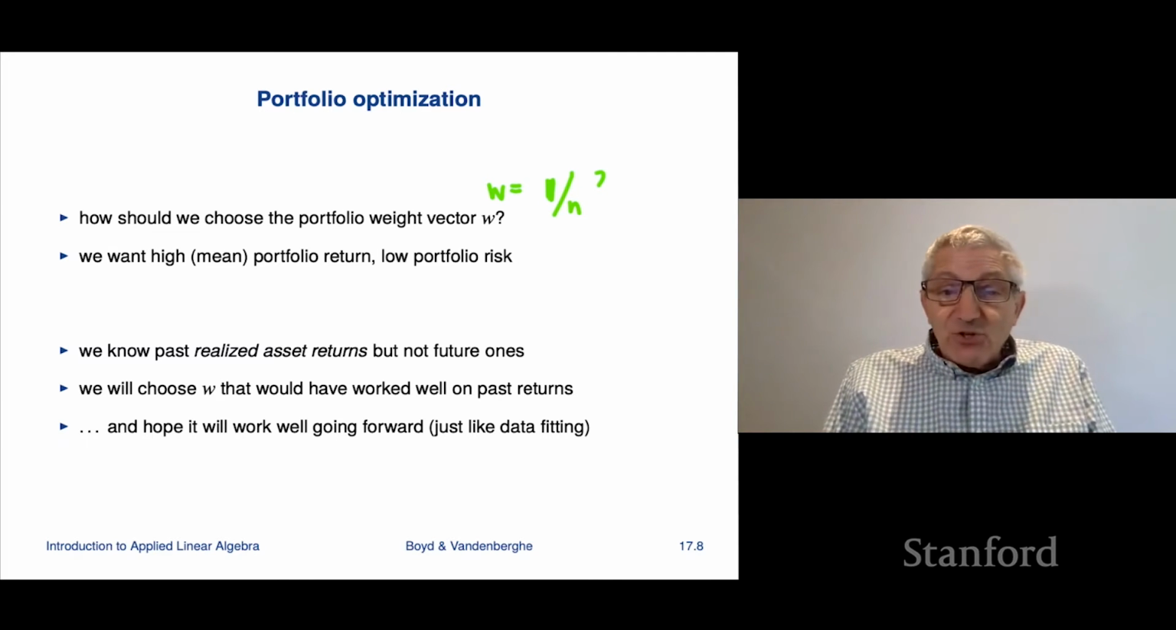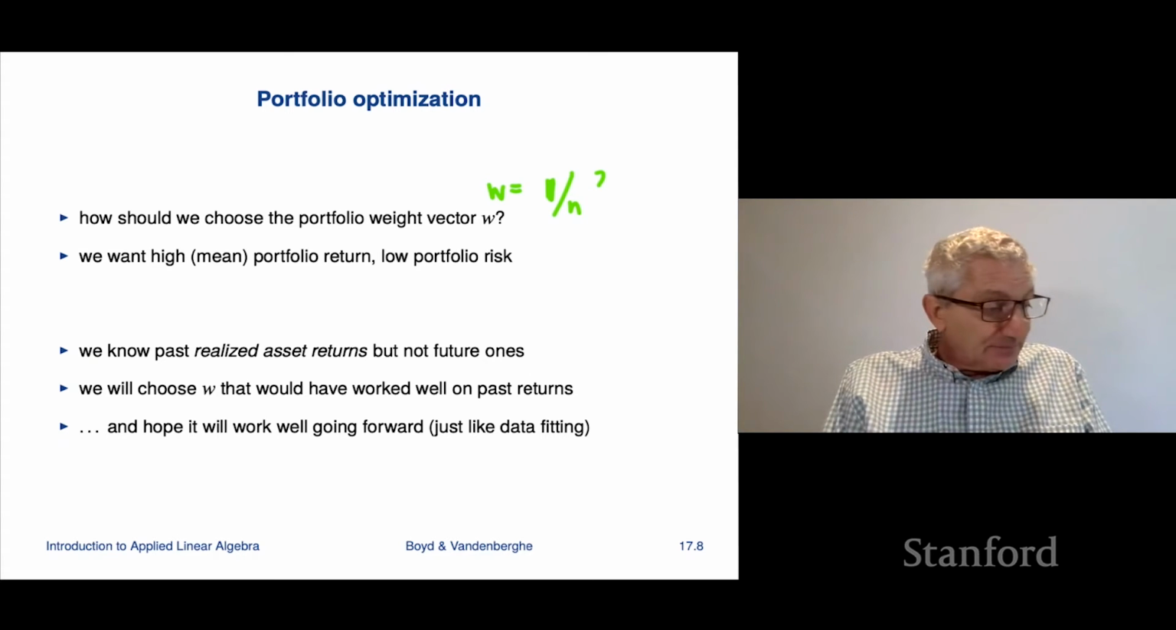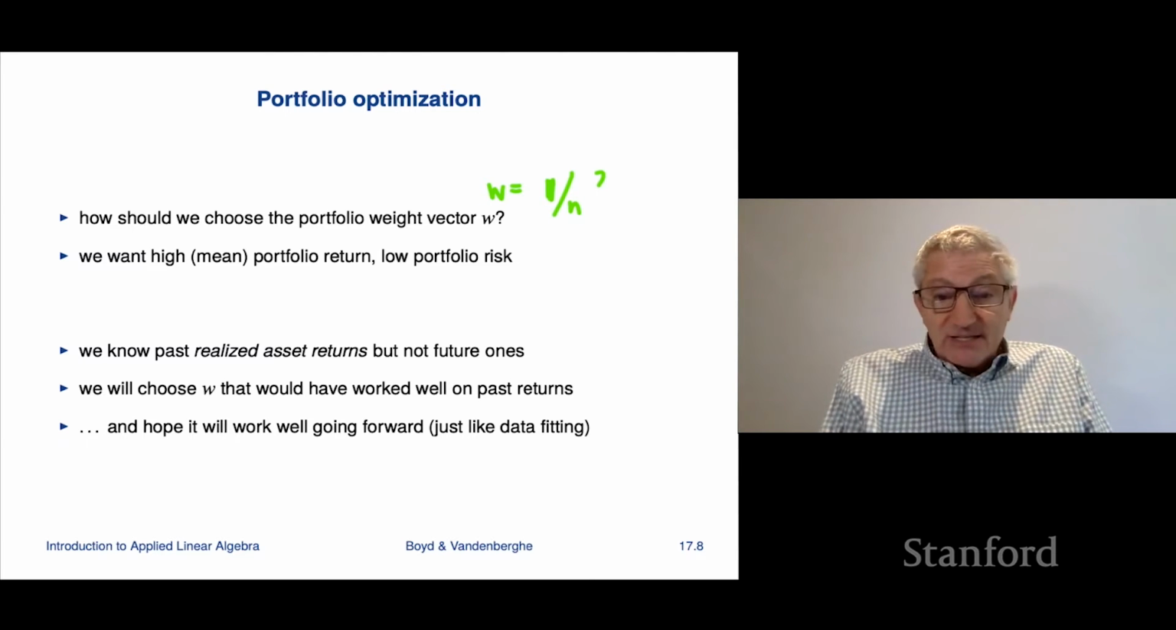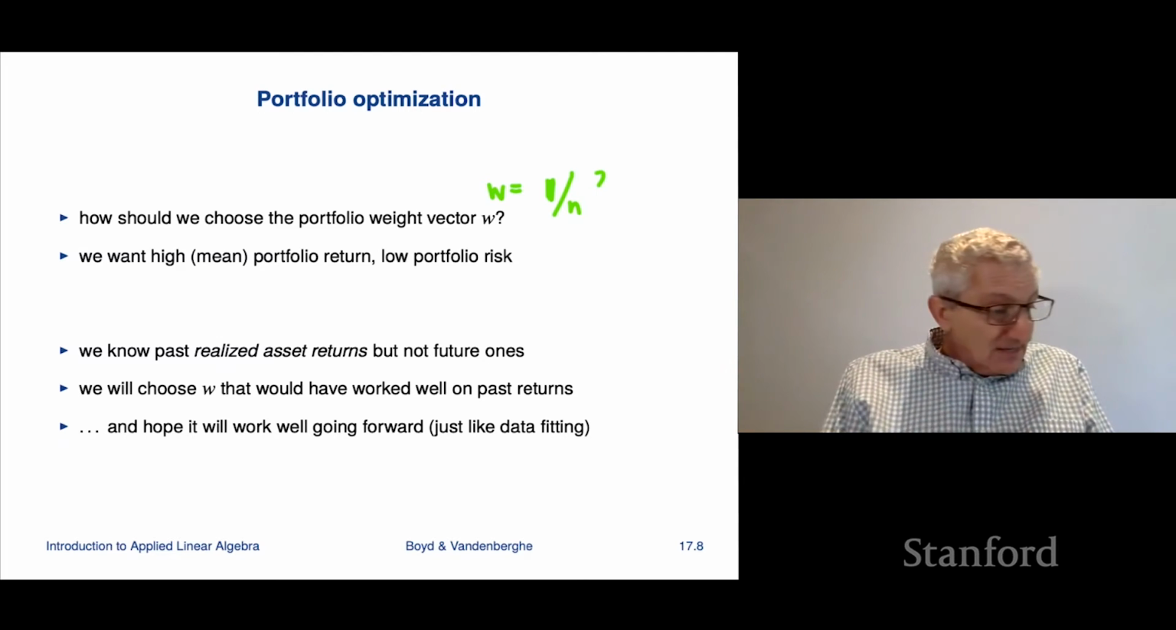Now, we have two desiderata. There's two things that we want here. The first is we want high mean portfolio return, and we want low portfolio risk. So this is a bi-objective problem. I mean, immediately we can see that. We want the mean to be high and we want the risk to be low.